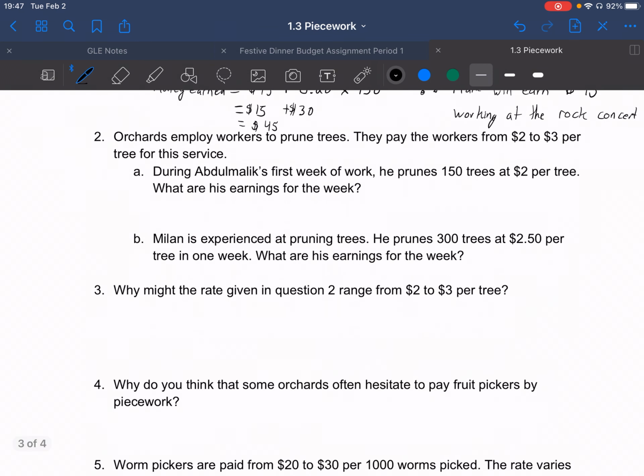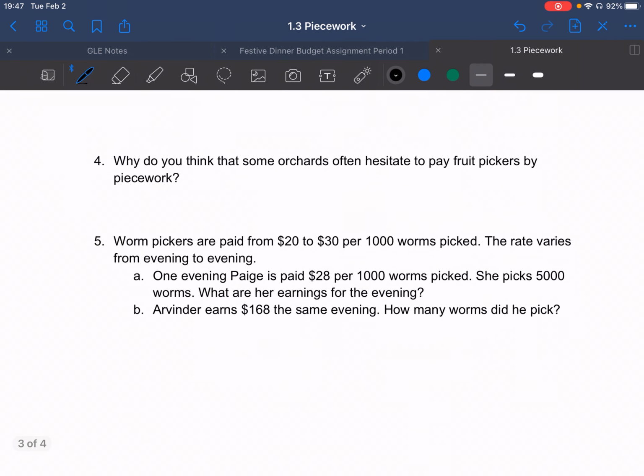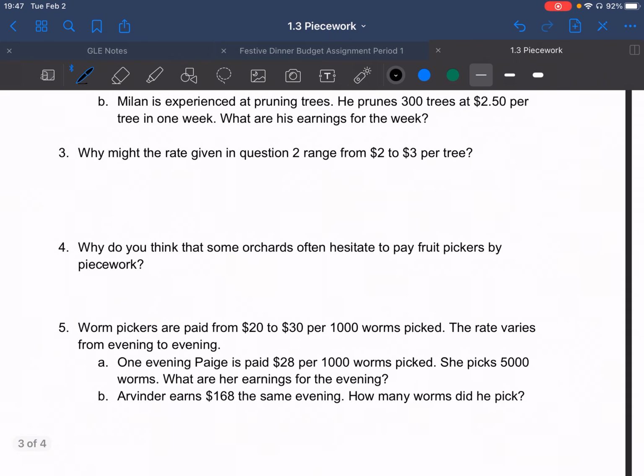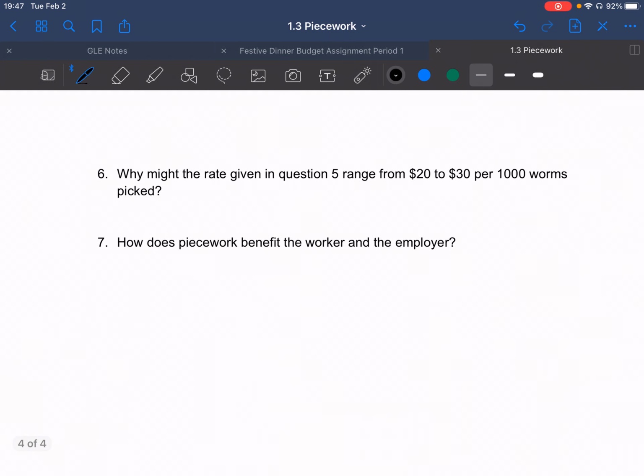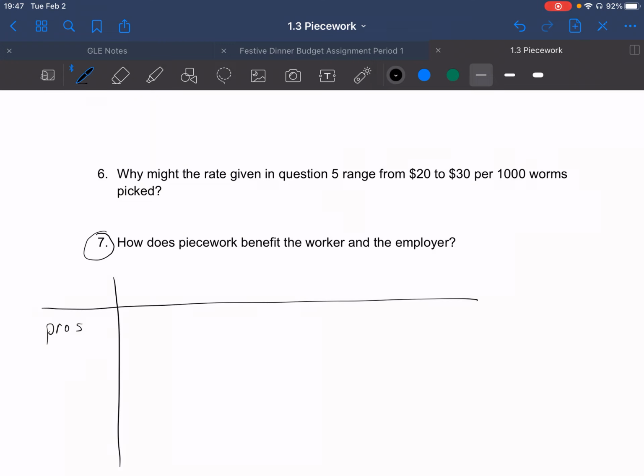What you need to do for homework today is finish these questions. All right? There are 7 of them. This last question here, I want you to think, how does piecework benefit both the worker and the employer? So what you need to make sure that you do is you can have pros and cons. So we want to talk about the pros. That's not a very good drawing. Let me erase that.